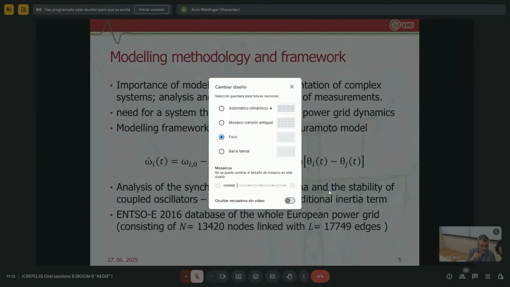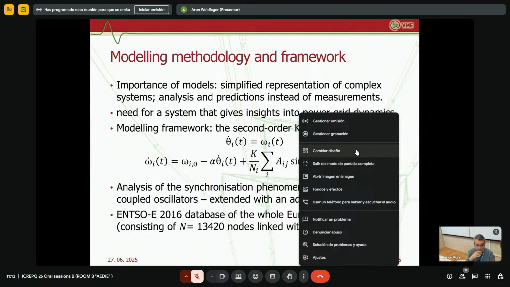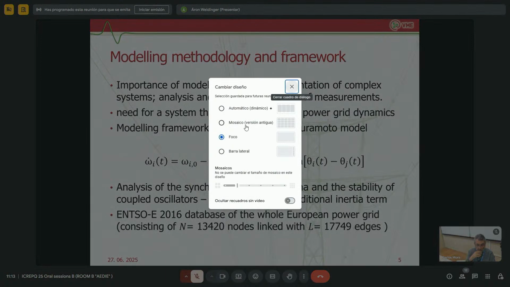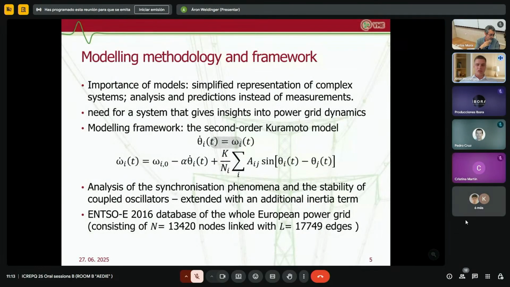For the model, we used INSO-E's 2016 grid topology data to construct a large-scale European test system. Although the production and consumption data were missing from the database, we assigned zero-centered Gaussian distributed frequencies to the nodes to simulate heterogeneity. It is important to note here that this model is, of course, dimensionless this way.